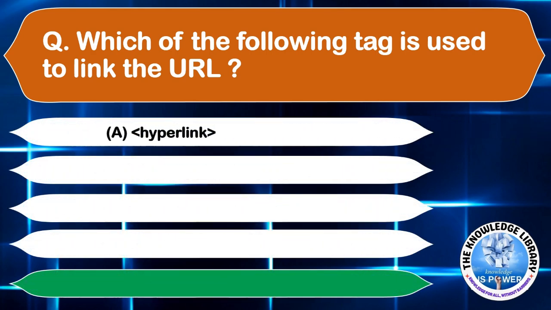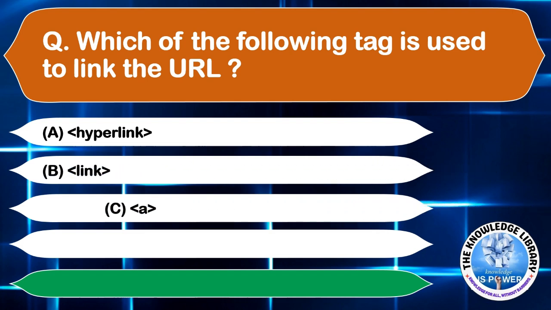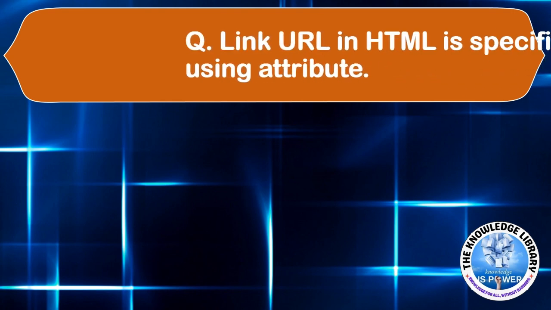The next question is, which of the following tag is used to link the URL? Option A, hyperlink. Option B, link. Option C, A tag. Option D, style tag. The correct answer is option C, A tag.